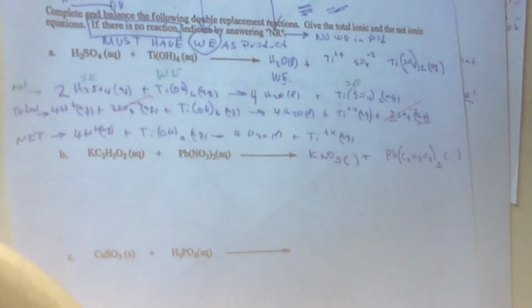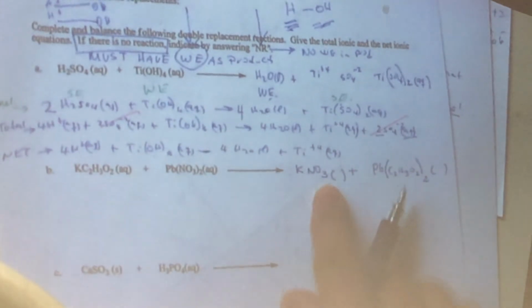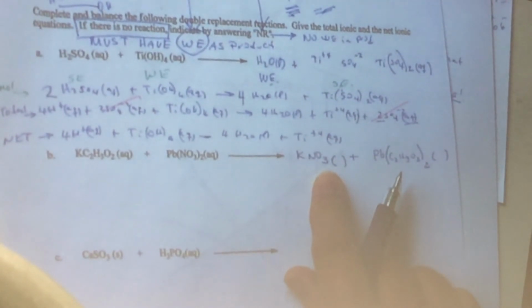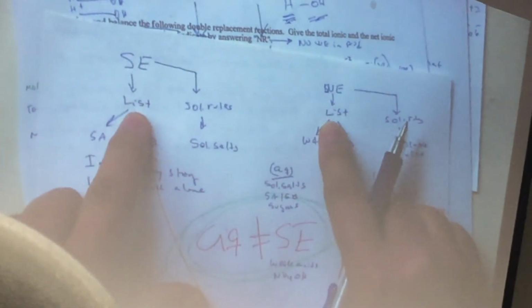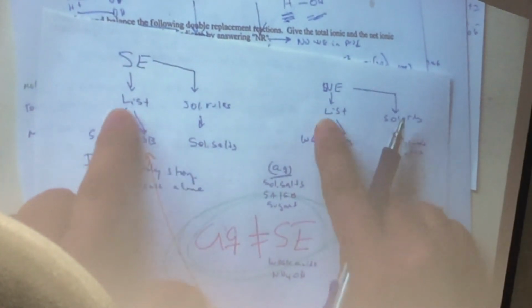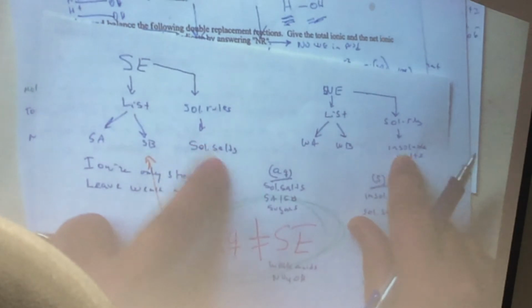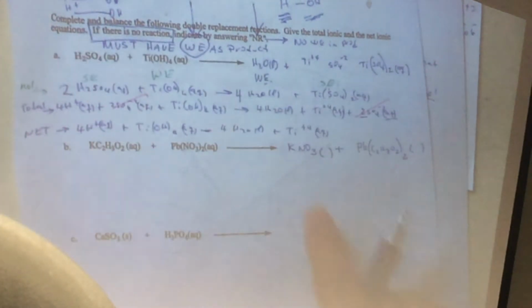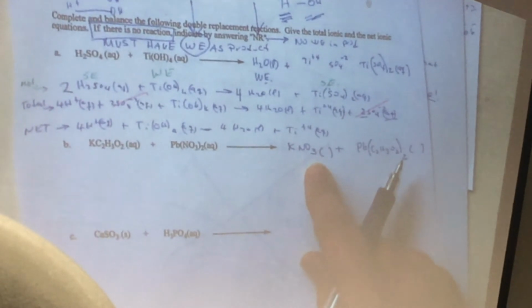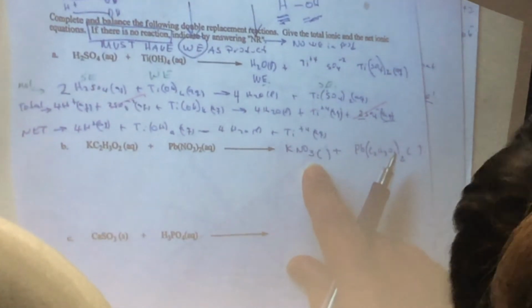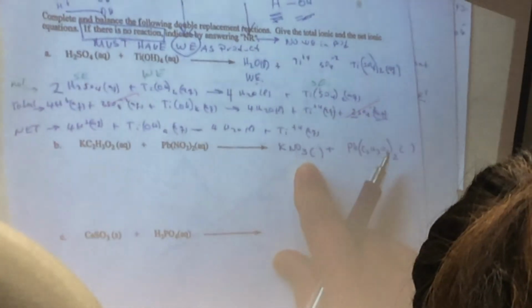I've got KNO3. Is this a strong electrolyte or a weak electrolyte? Where are you going to look? If it's a salt, you look in the solubility rules. And KNO3, is that a salt? Yep. So where do you look? In the solubility rules. So, strong electrolyte or weak electrolyte? Strong. An alkali metal salt.